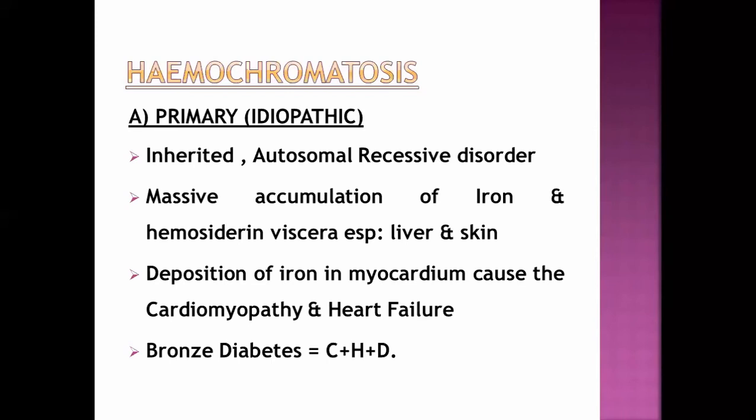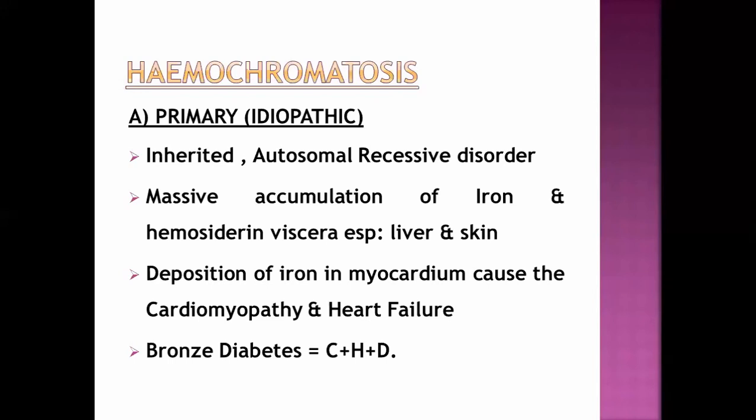Diabetes developed in the patient of primary hemochromatosis is known as Brown's diabetes. What is the triad of Brown's diabetes? What are the clinical features? Three important clinical features: cirrhosis of the liver, heart failure, and diabetes. These are clinically combined and known as Brown's diabetes. C for cirrhosis of the liver, H for the cardiac problem or heart problem, and D for diabetes.